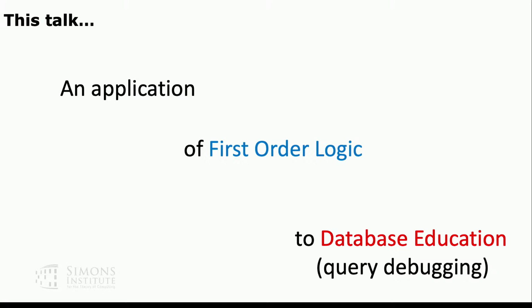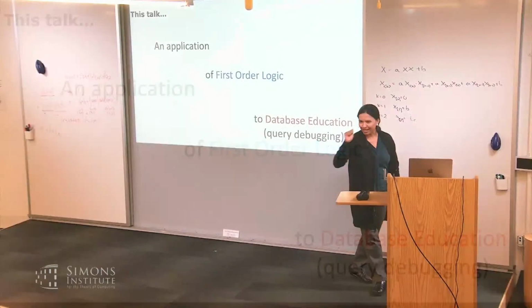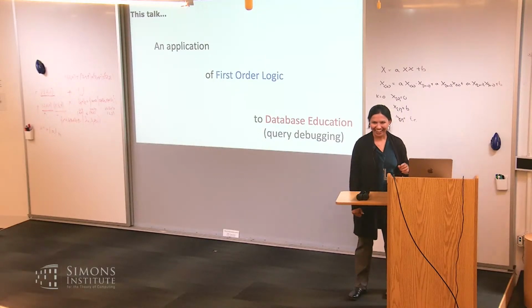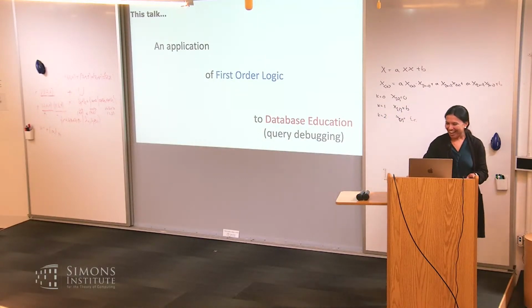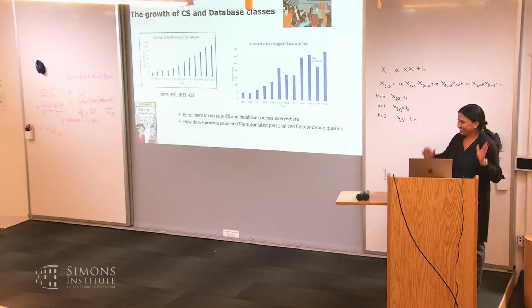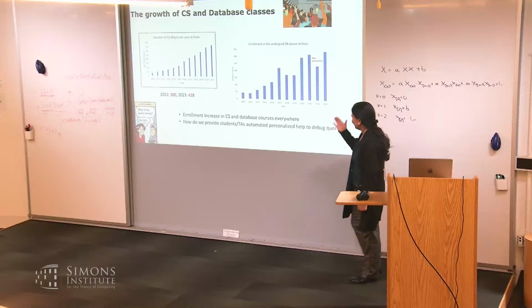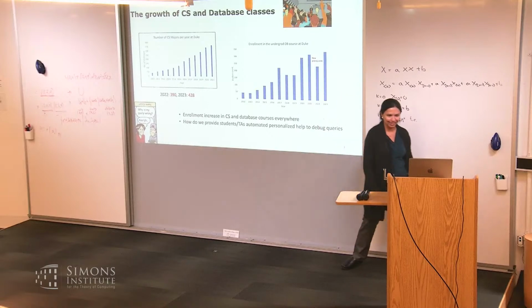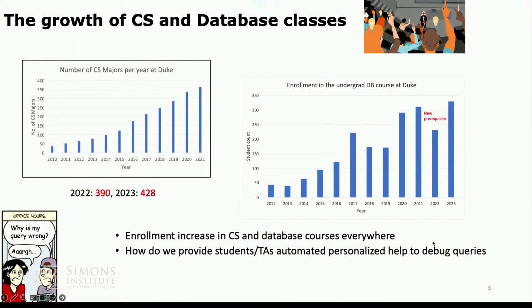So quick poll. How many of you have ever taught a database course or have been a TA of a database course? Oh, wow. Okay. So then you know that CS enrollment is increasing. These are some statistics from Duke Computer Science. And so is the enrollment in database courses. We added some prerequisite, it dropped a little, and then it again went up to more than 300 from just 50 students 10 years ago.